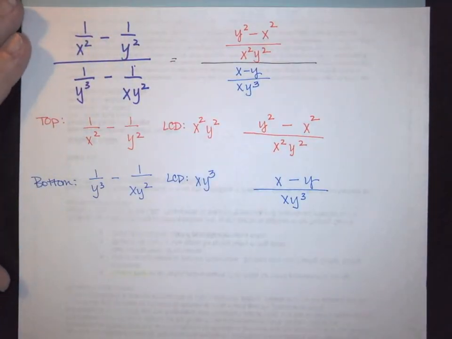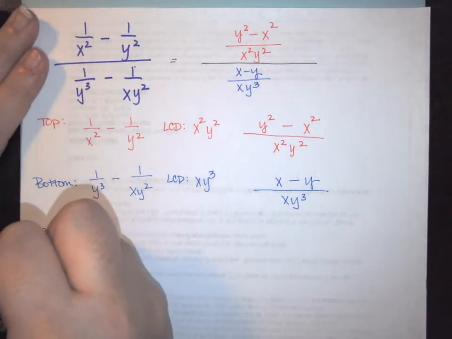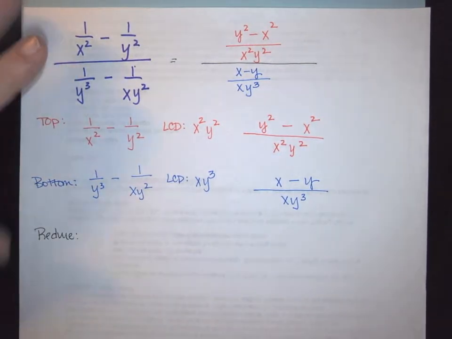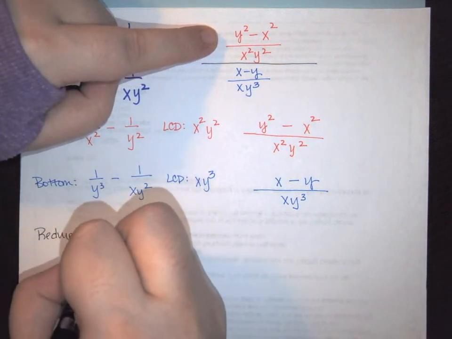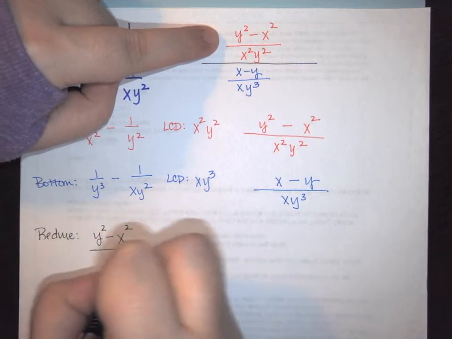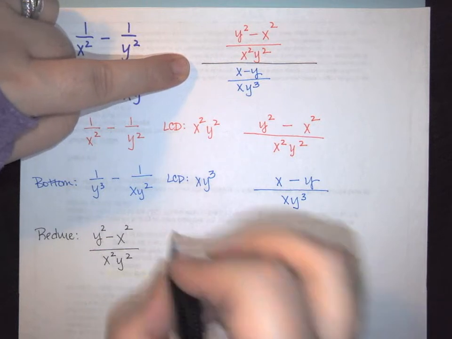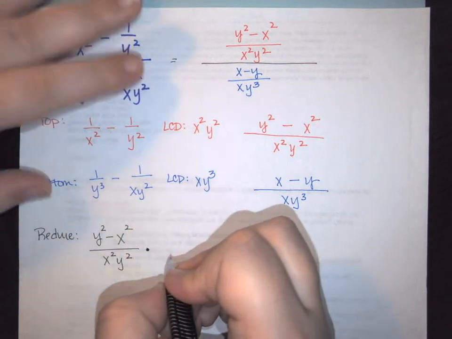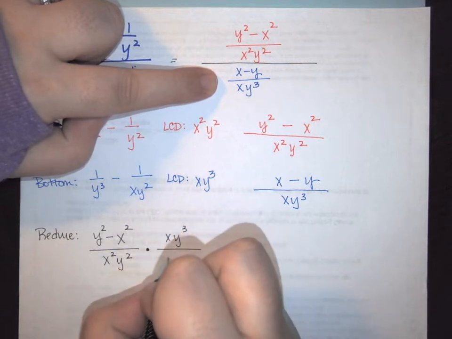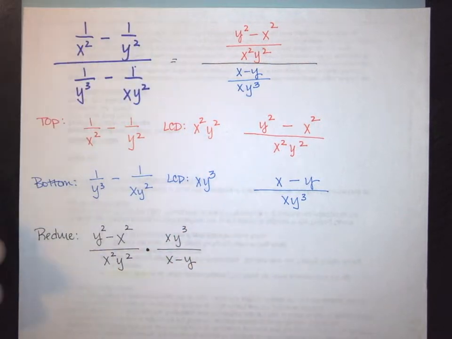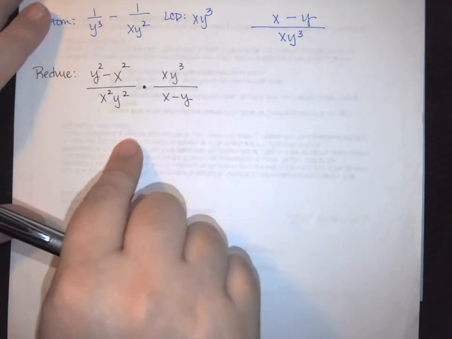Okay. So now what I need to do is work on reducing. So when we reduce, we are going to keep the numerator the way it was. So y squared minus x squared all over x squared y squared. And instead of having it be a rational, we're now going to multiply and flip the reciprocal of the bottom. So this becomes xy cubed all over x minus y. Okay. So we're going to work on reducing this mess.